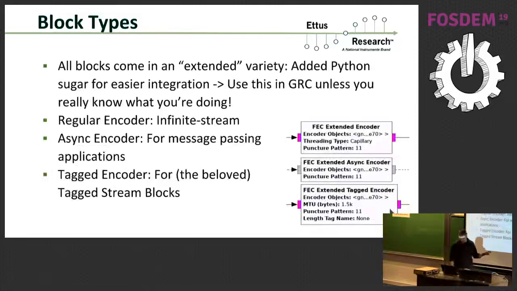So there's 3 types of blocks. Actually, there's 6 types of blocks, and every block has an extended and a non-extended version. And the extended version, for everyone who's starting, is the only one that you need, because it adds a whole bunch of sugar and some Python to make it easier to use. And then really you just have to ask yourself, do you want this continuous streaming model? Then you use this guy. Are you using async messages? Then you use this guy. Or are you using tag stream blocks, which are streams with boundaries? Then you use this block. But you could pull in the same kernel in all cases.